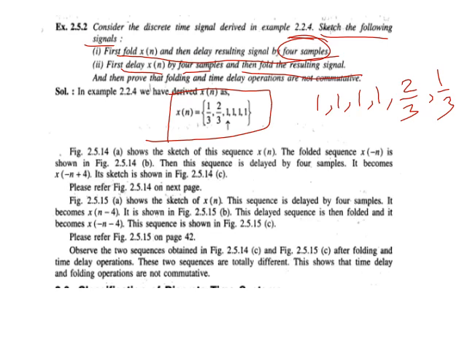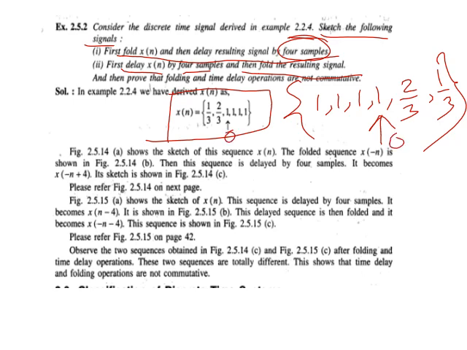Arrowhead should be at this position. Very easy. Folding is very easy in the sequence form or the discrete time signal form. Just write down the signal in the reverse order and don't change the position of the arrowhead. Okay, arrowhead will be at the 0th position for both the signals.